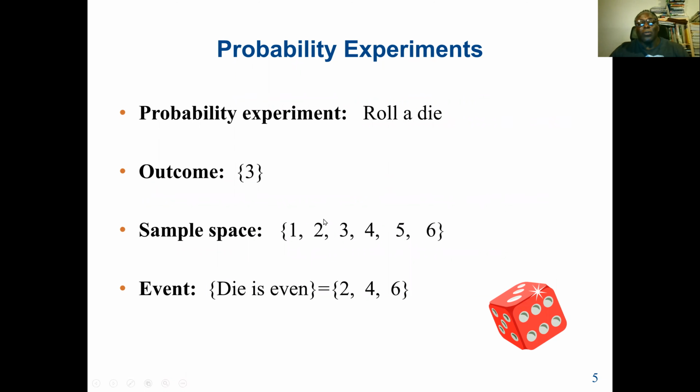So let's see one example of a probability experiment. Our experiment is to roll a die. When we roll a die, there are 6 possible outcomes, but our outcome here is 3. The sample space tells us all the possible outcomes, from 1 to 6. Then we have one event, that the die will be even, and we have only 2, 4, and 6, 3 even numbers. So this is again the concept of probability experiment, outcome, sample space, and event.